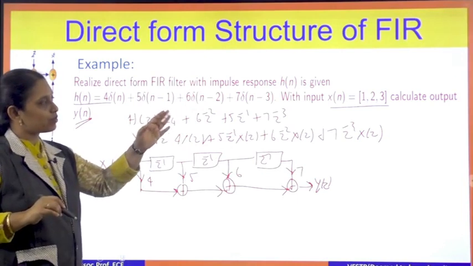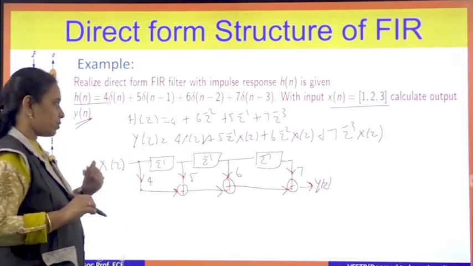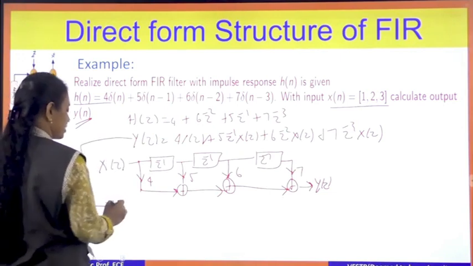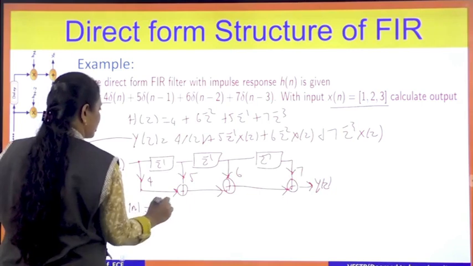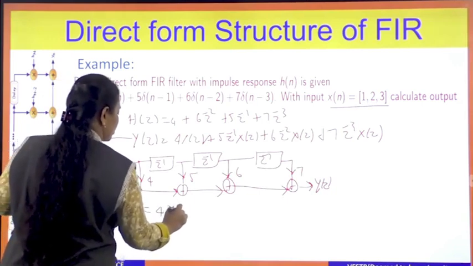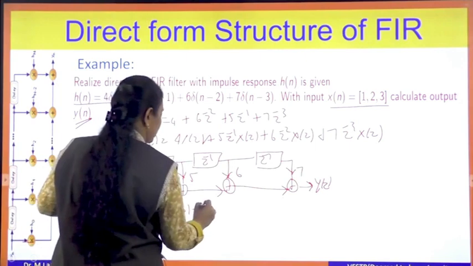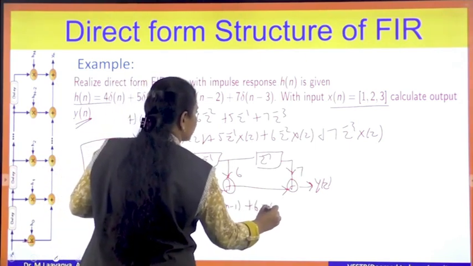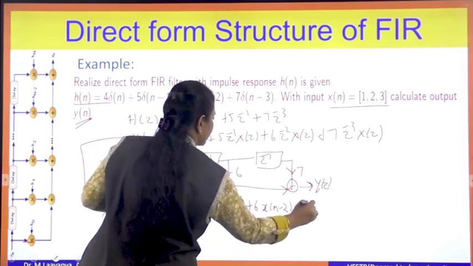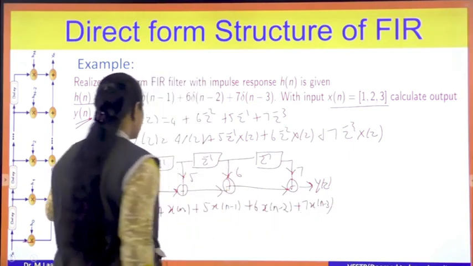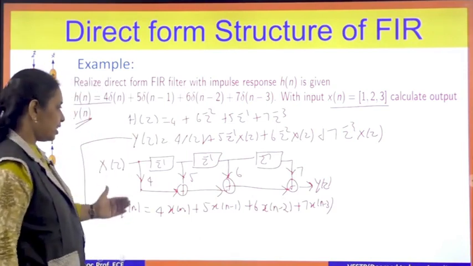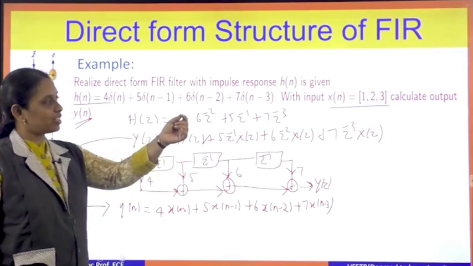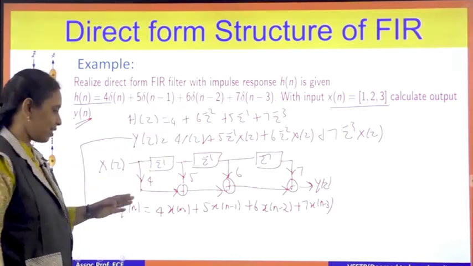When x of n becomes 1, 2, 3, what happens? We have to see it. So to see that, let me take inverse z transform of this. So I will have y of n equal to 4 x of n plus 5 x of n minus 1 plus 6 x of n minus 2 plus 7 x of n minus 3. This is the equation I will have if I take the inverse of that particular equation. Now let us give the input x of n is equal to 1, 2, 3. Let us substitute here.